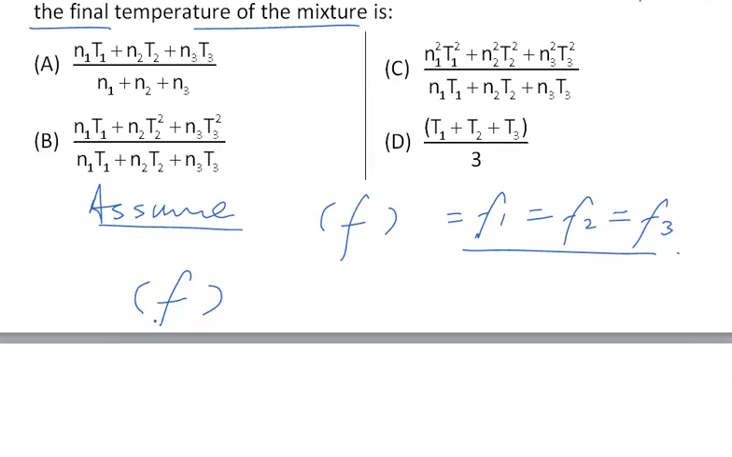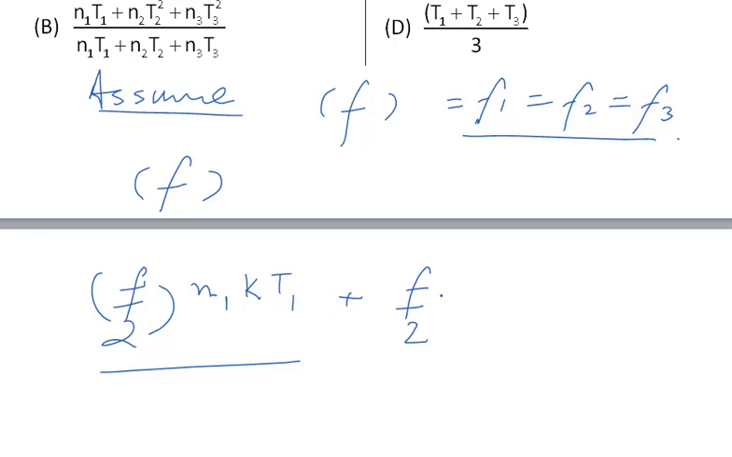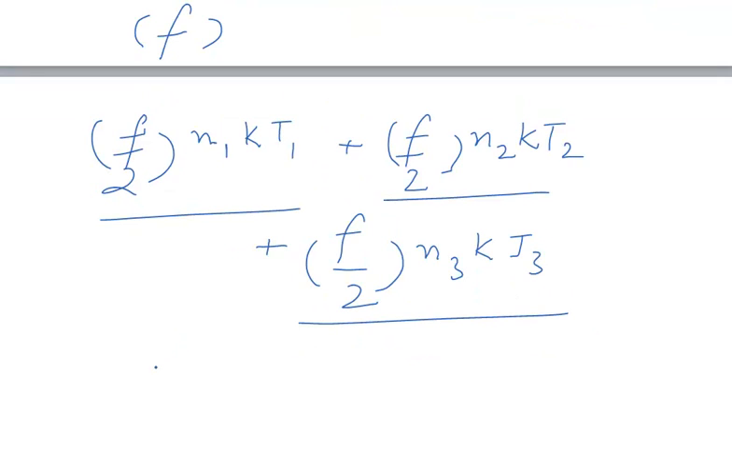Okay, now if we calculate the total energy associated with the gases initially, that will be given by F by 2 times number of molecules into K into T1. Now this is the energy possessed by N1 molecules of gas 1. Similarly, F by 2 N2 K T2, and the third one is again F by 2 N3 K T3. Now this total energy will become the total energy of the mixture of gases.